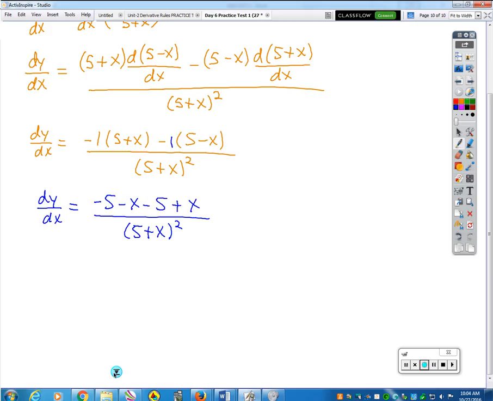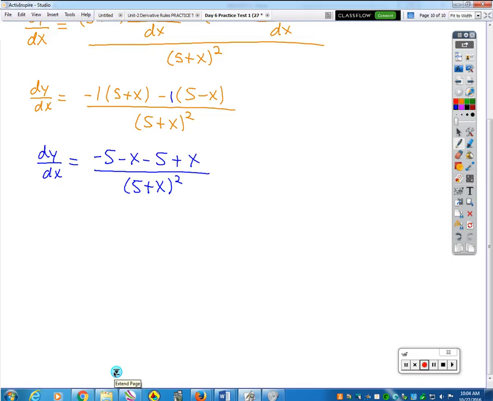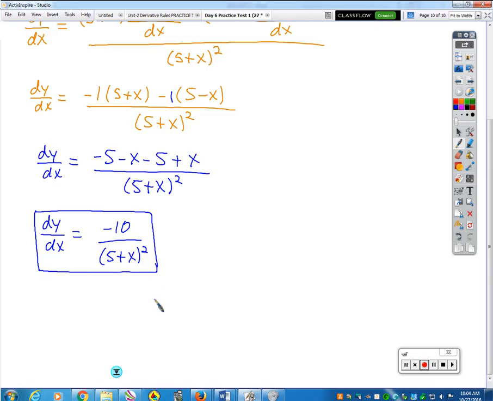Anybody else? Somebody tell me what to write next. Jeff. You combine like terms on top, they end up there, and then over 5 plus x. You have a follow-up question? So when do you know when it's in factored form?